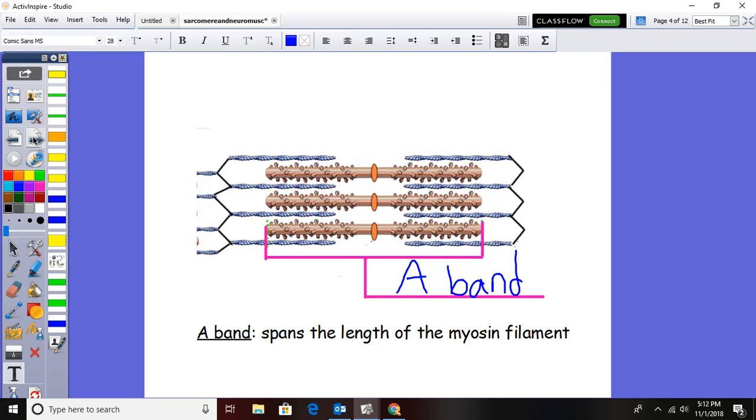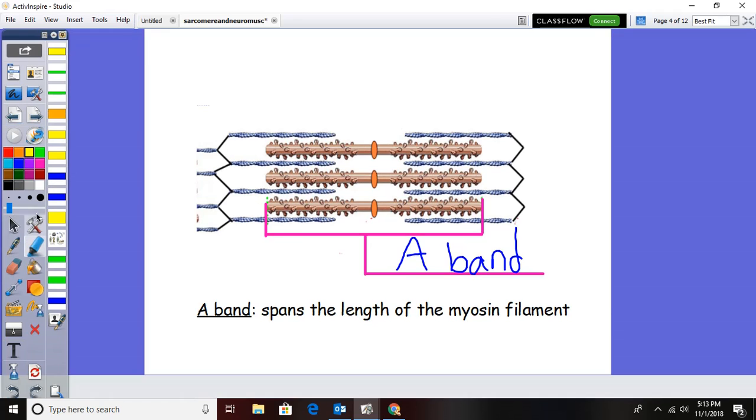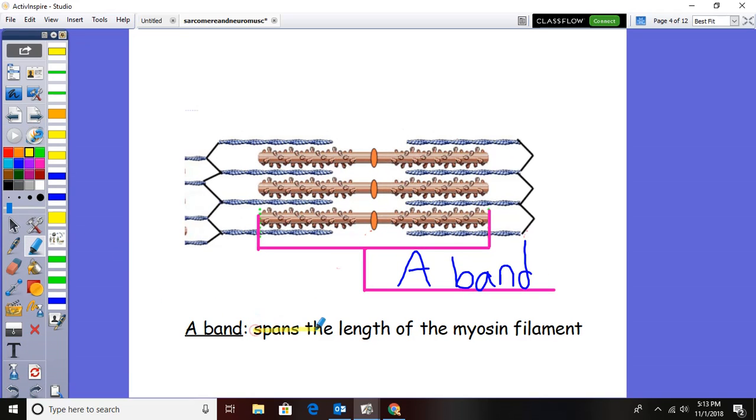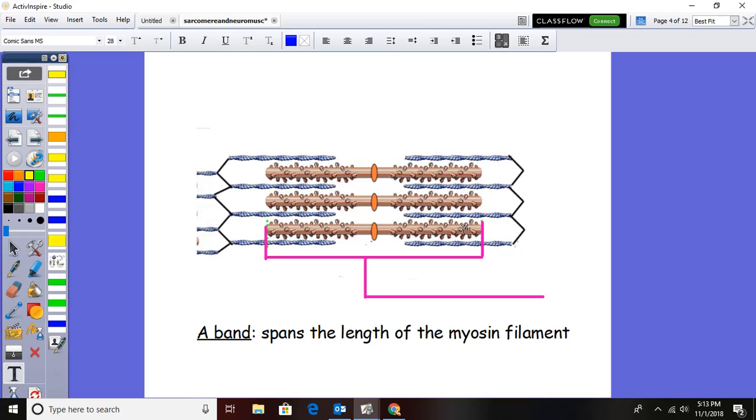On this next slide, we are looking at some of the different bands that we see on a sarcomere. First up is the A band, and it's important to realize that your A band spans the length of the myosin filament. We said the myosin was this thick filament, and this part that I bracketed goes from one end of the myosin to the other. So this is your A band.